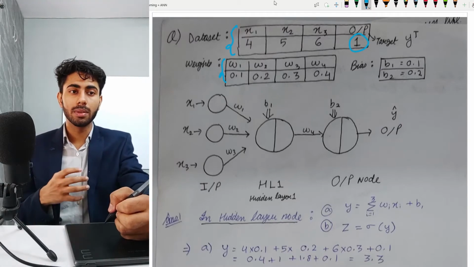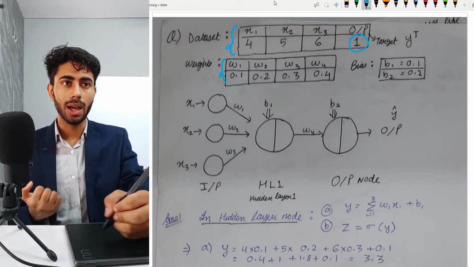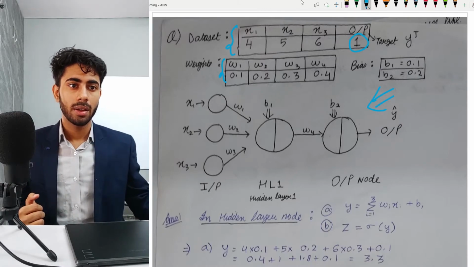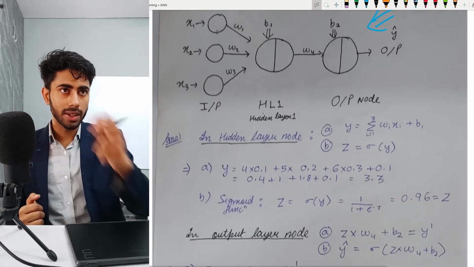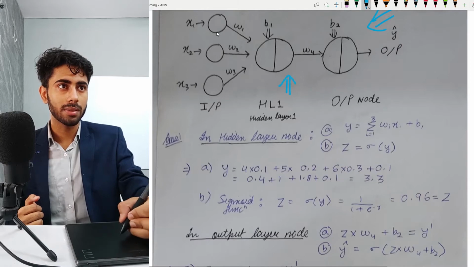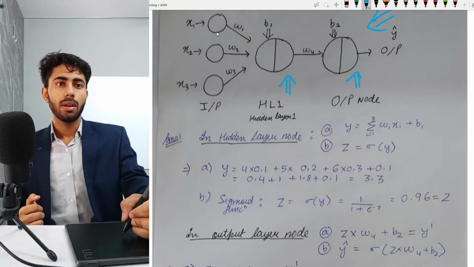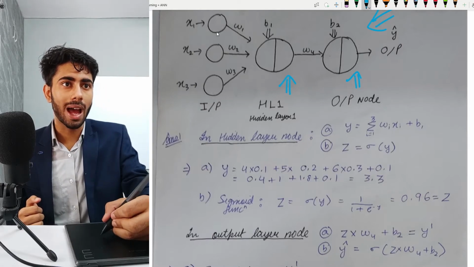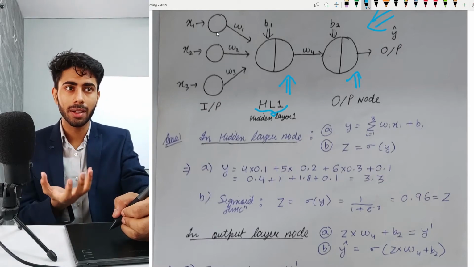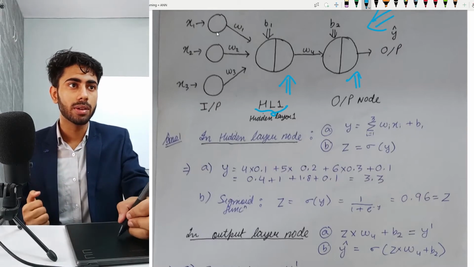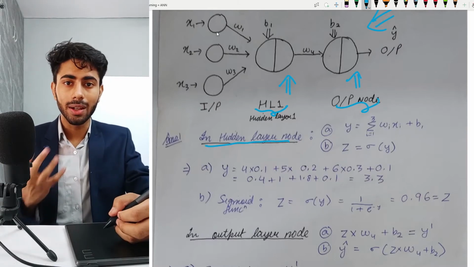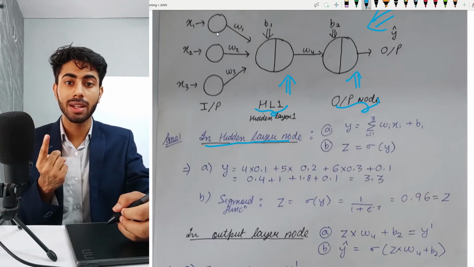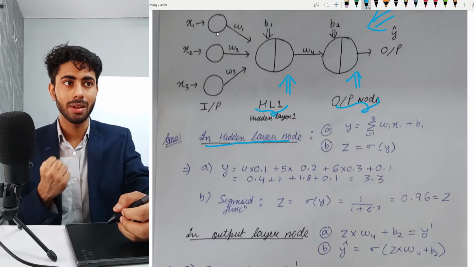Now I have to find the output from my whole neural network, and this is what it looks like. Here you can see that this is my first neuron and this is my second neuron. You can call the first neuron hidden layer 1 because it is a hidden layer, and you can call the second one the output node. Inside the hidden layer, during the forward propagation, there will be two steps. The first one is pre-activation and the second one is activation.